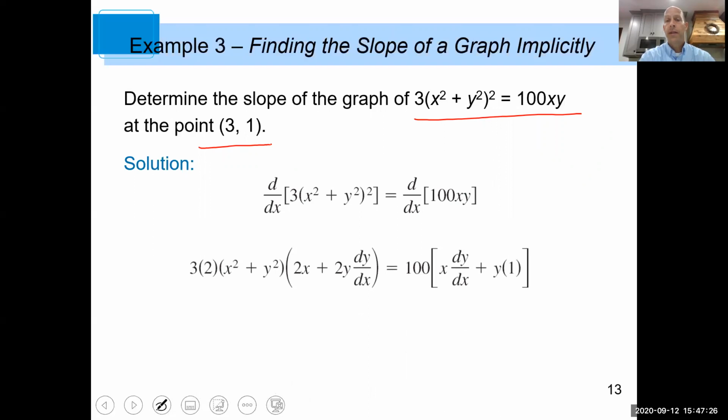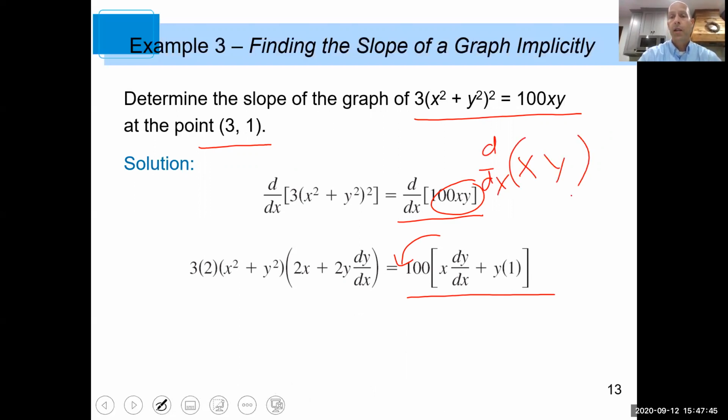Now let's first focus on the right-hand side of the equation. Here we have a product, so we have to do the product rule. Remember, 100 is a constant, so I just pulled that out to the front, and now we have to do the product rule of xy, the derivative with respect to x. Remember, this is 1, and this is 2, so we're going to do 1d2 plus 2d1.